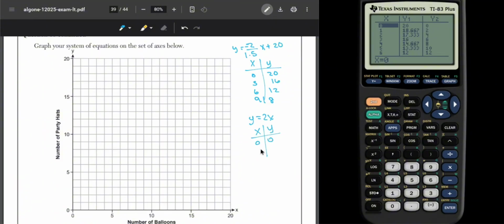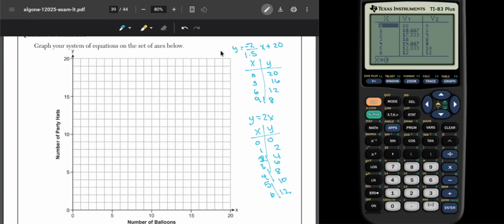0, 0, 1, 2, 3, 1, 2, 2, 4, 3, 6, 4, 8, and 4, 8, 5, 10, and 6, 12.